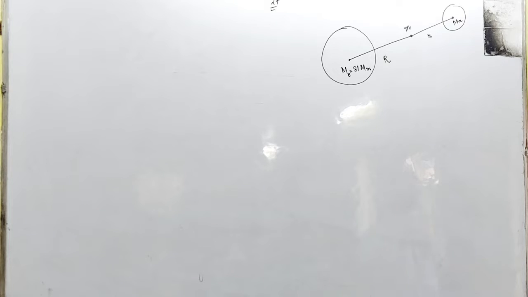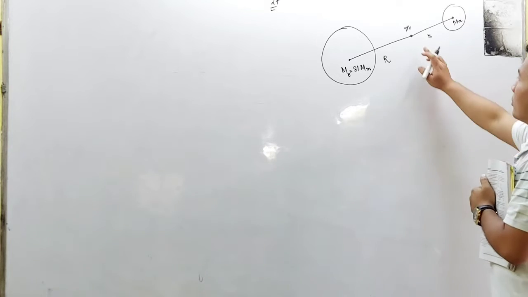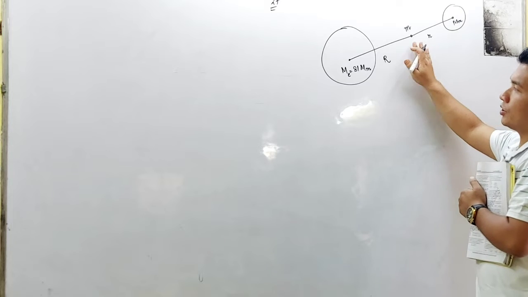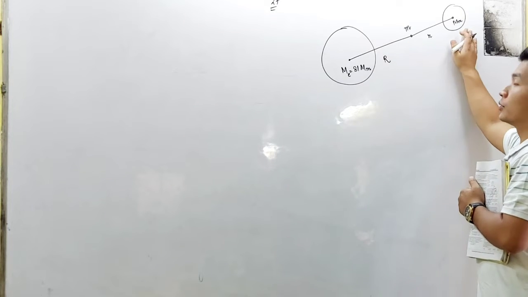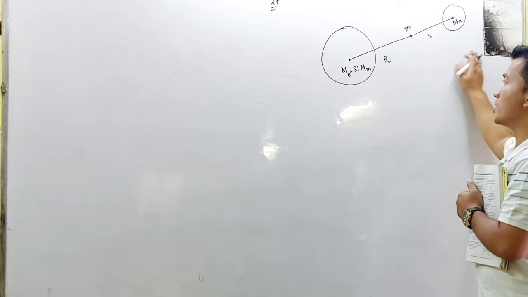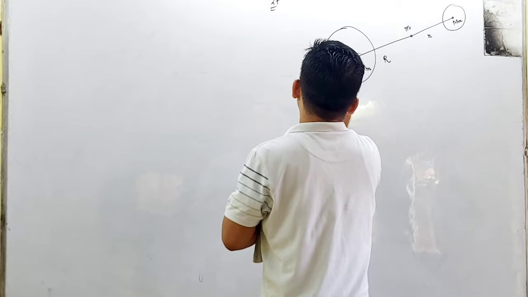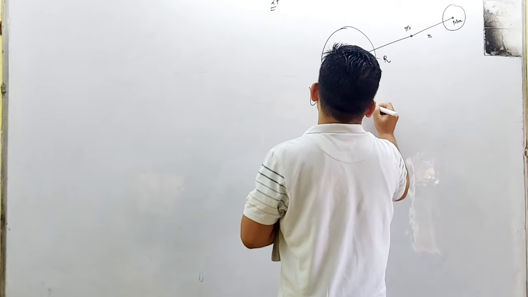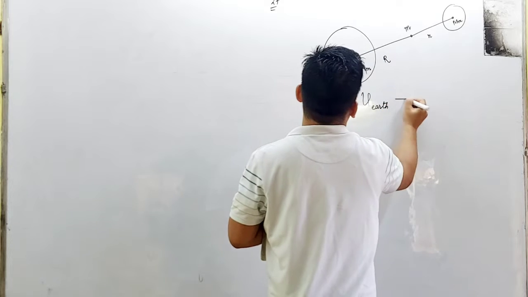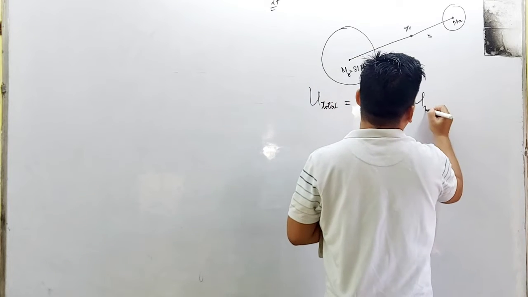Find out the potential energy of this body of mass m which is placed in between Earth and the moon. This body of mass m will have a potential energy due to our Earth and due to the moon. Can we write like this? Total potential energy will be equal to potential energy due to our Earth plus potential energy due to moon.